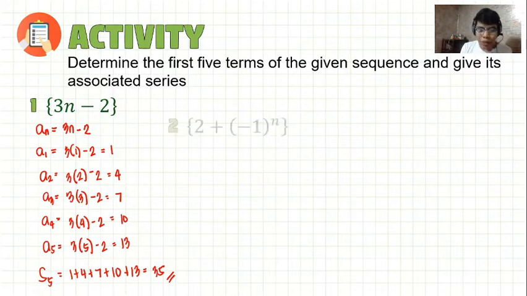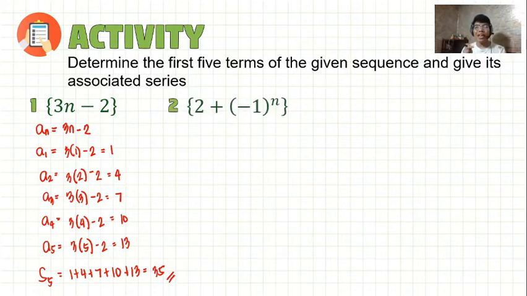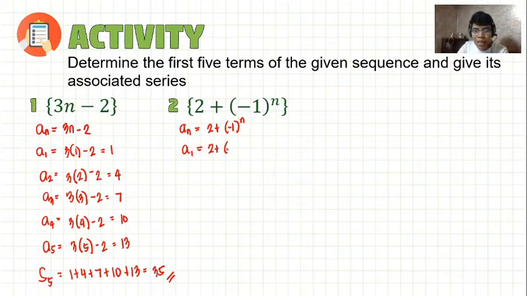Now let's try number 2. We have 2 plus negative 1 raised to n. So ang gagawin natin, substitute lang tayo. Okay, so we have our a sub n here is 2 plus negative 1 raised to n, right? So a sub 1 will be, so what will be our a sub 1 here? We will just substitute 1 to n, right? So we have a sub 1 equal to 2 plus negative 1 raised to 1. And that is actually equal to 2 plus negative 1, and that is 1, right?